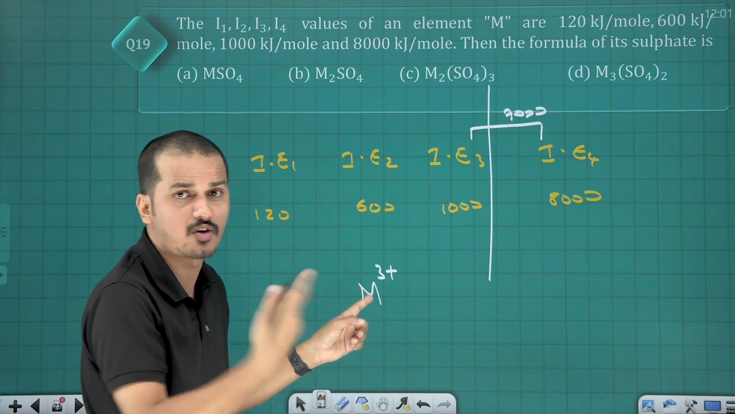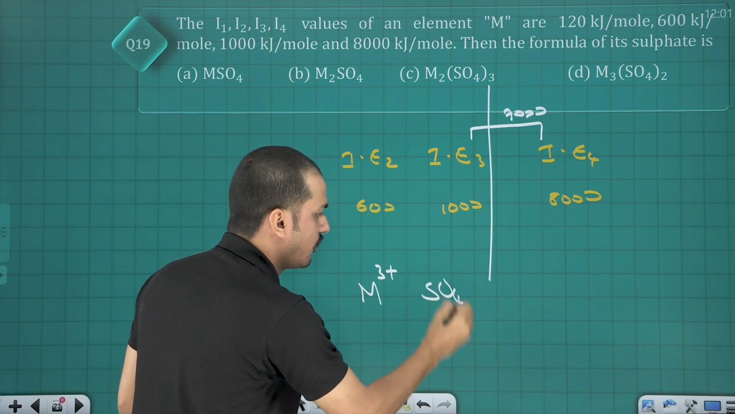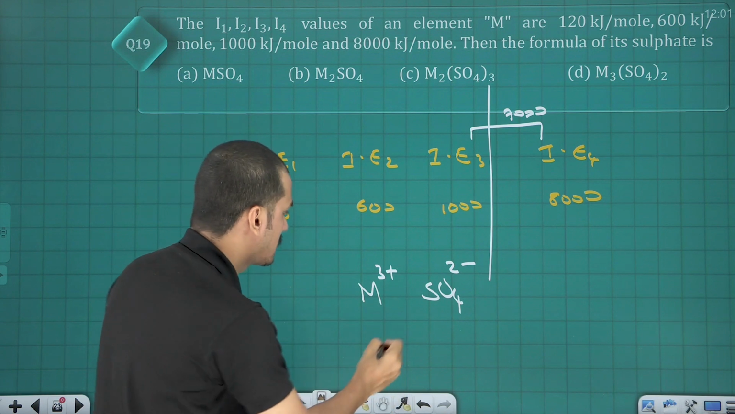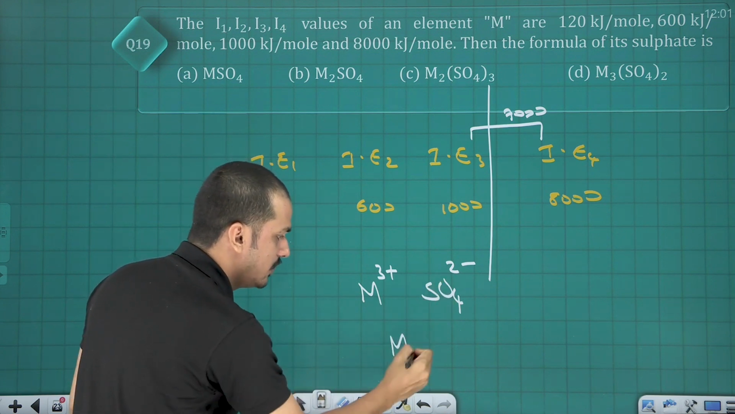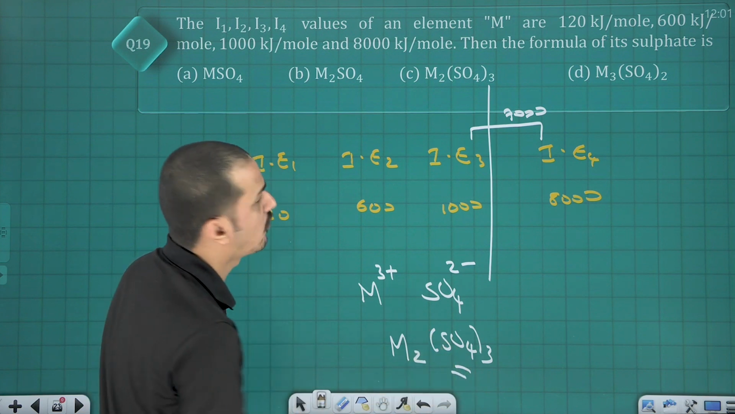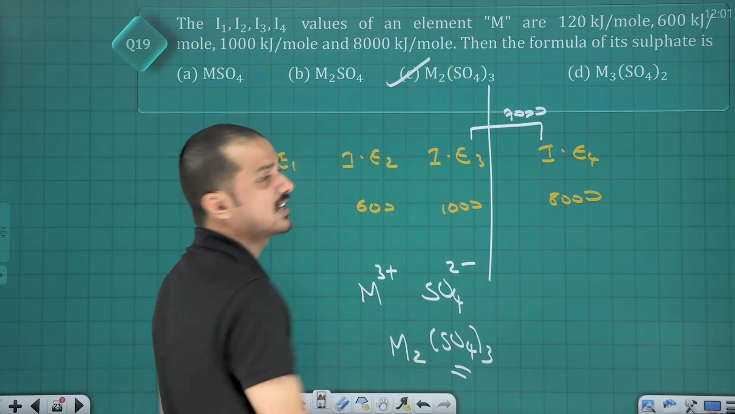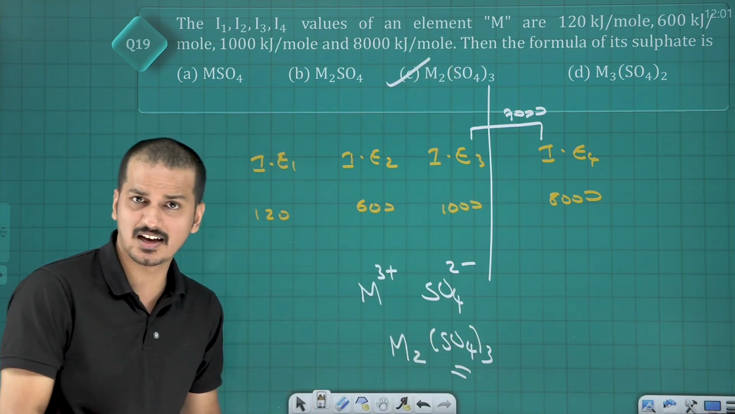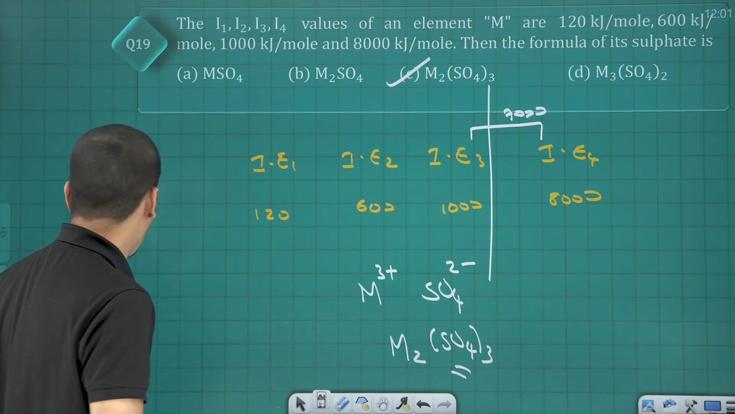And if it is forming a compound with sulfate, SO4 2 minus, so the answer should be what? M2(SO4)3. M2(SO4)3. Option C is the correct answer. Ready guys? Clear? Okay. We can move to the last question.